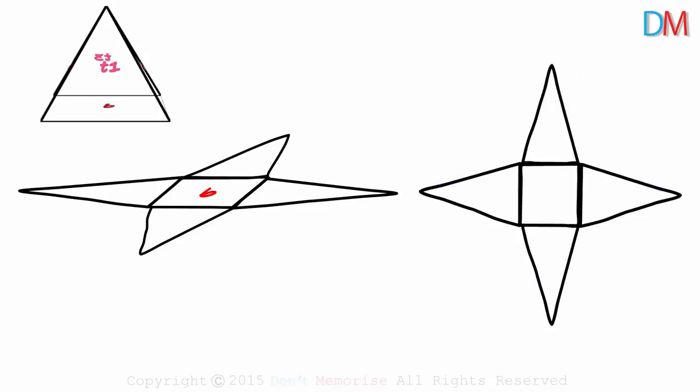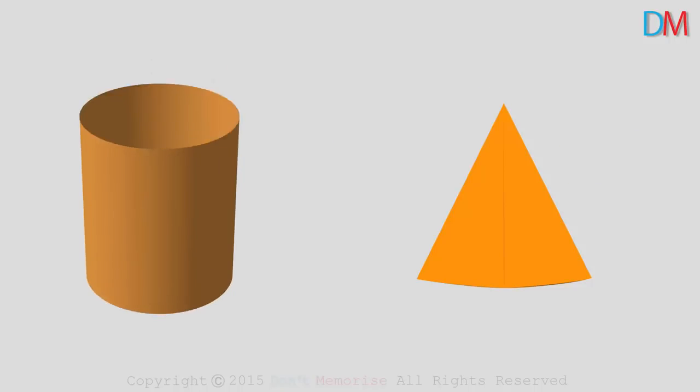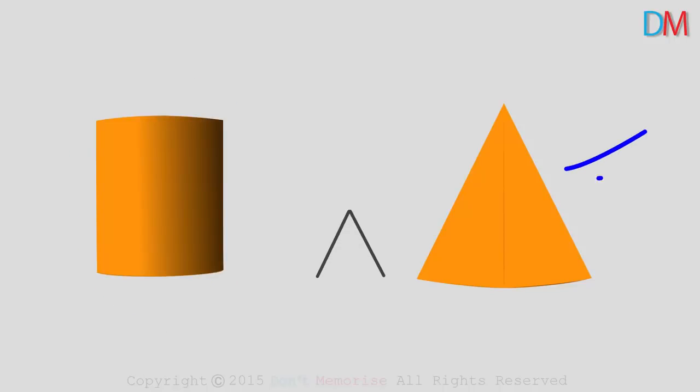But what if the faces of the solid are curved and not straight? How would we draw the nets? A cylinder and a cone are two such examples. What would the net of these two solids look like? Assume this is an open cylinder, which means that the two circular bases do not exist. And this is an open cone without the circular base. Now take a moment and think about how the nets would look like.